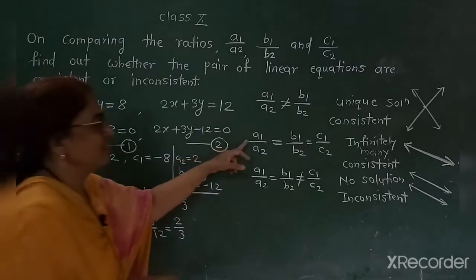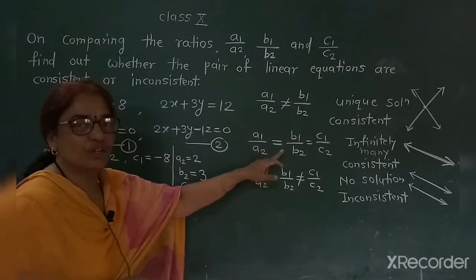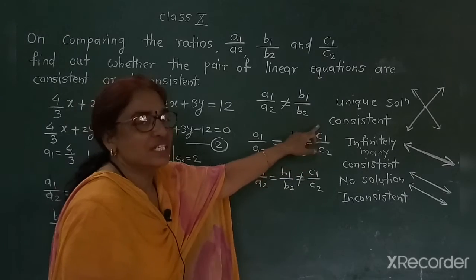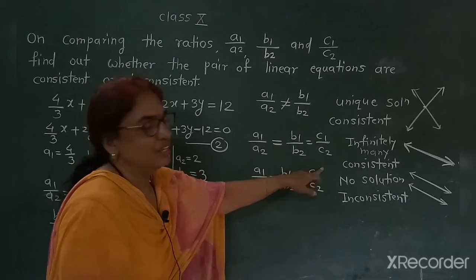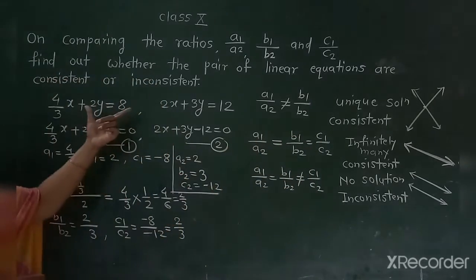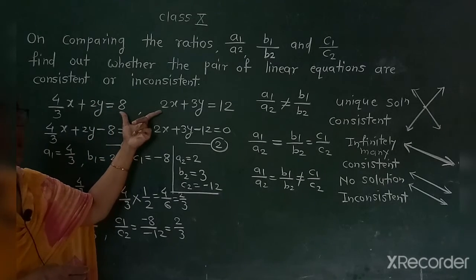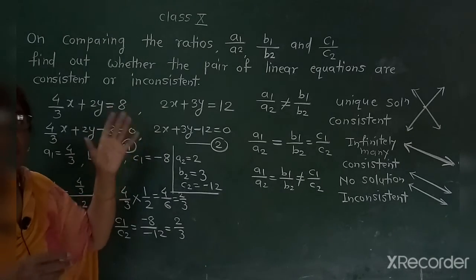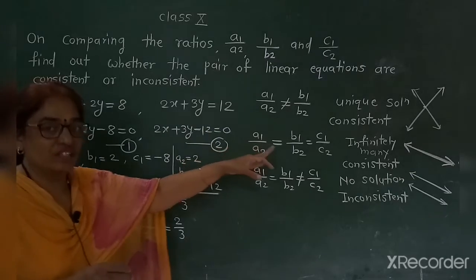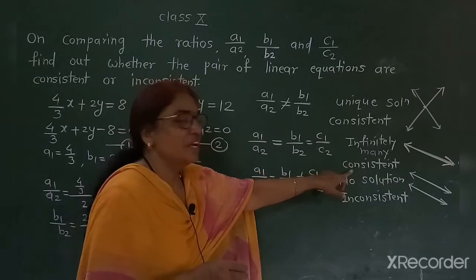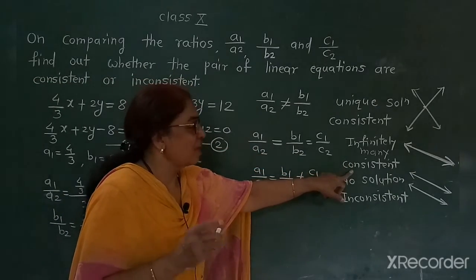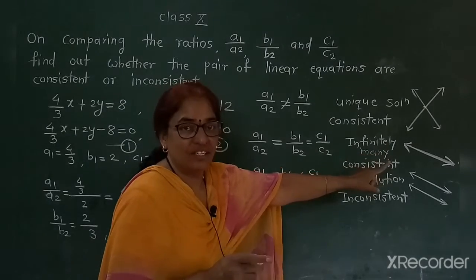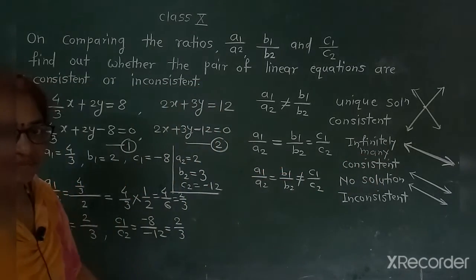Now this is the condition: A1 upon A2 equal to B1 upon B2 equal to C1 upon C2. In this condition, both these linear equations in two variables have infinitely many solutions. That means they are consistent and their graph will be coincident. ये आपको नीचे लिखना पड़ेगा.